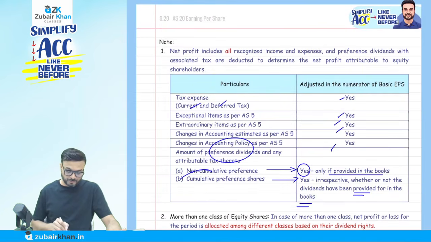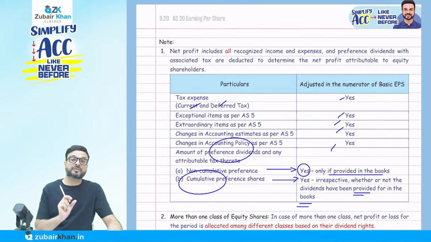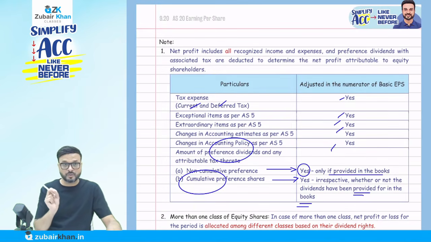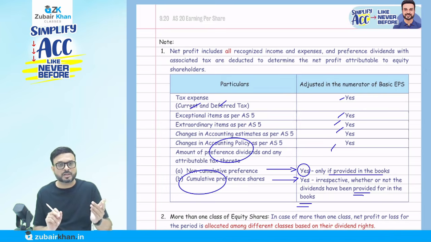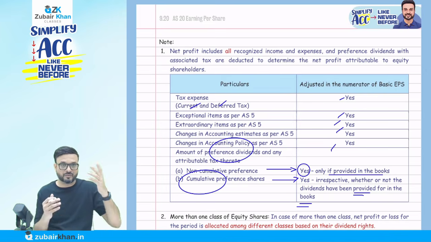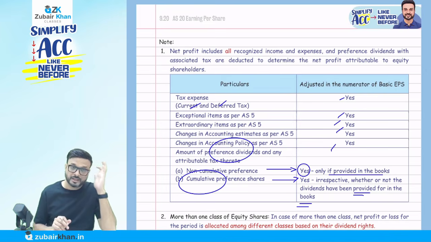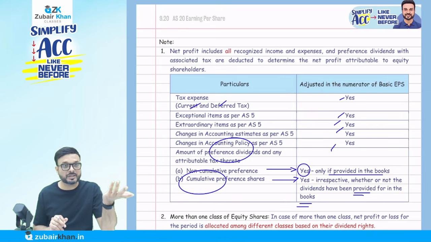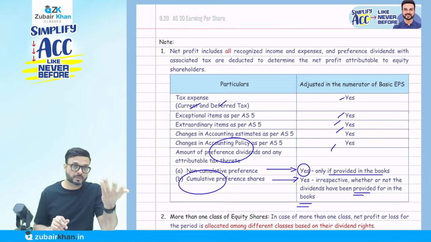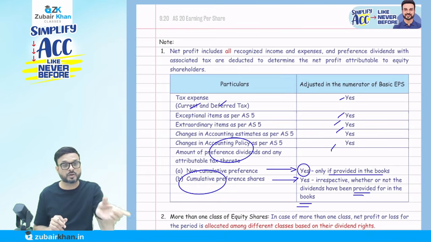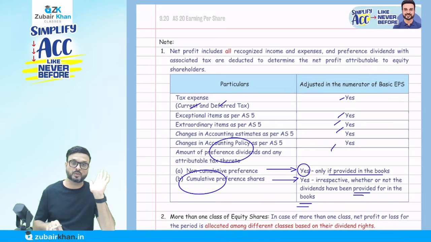In case of a cumulative preference share, we have to deduct the preference dividend even though it is not provided in the books, because we want the profit which is attributable to the equity shareholder. So non-cumulative means the dividend is not going to be carried forward. But in case of cumulative, even though it is not recorded, we have to pay in the next year. So what is going to happen here? Cumulative preference shares, even though not provided in the books, still we have to deduct it to find out how much of the profit belongs to the equity shareholder.